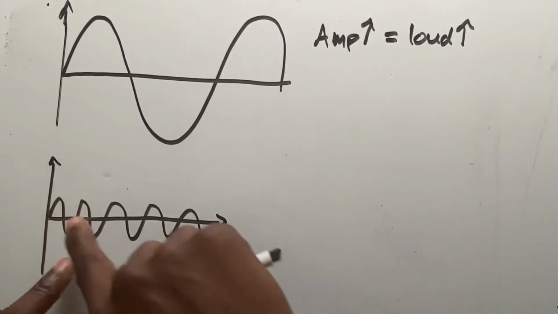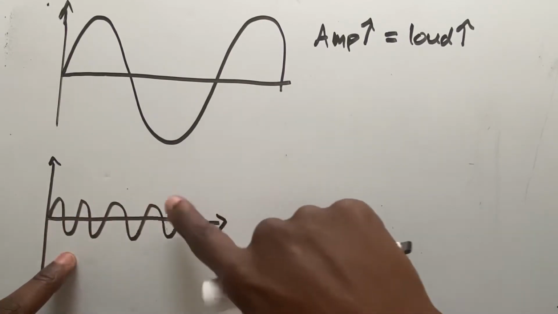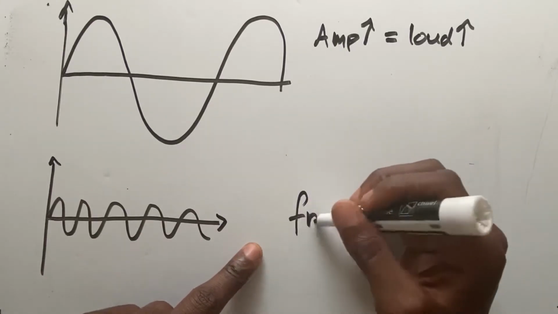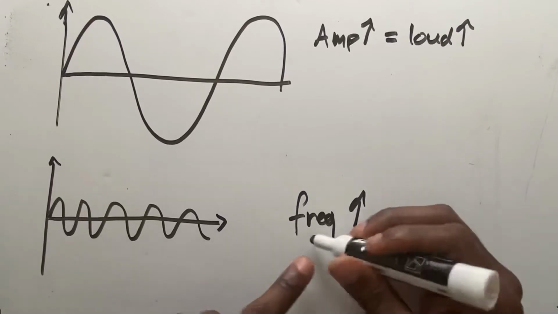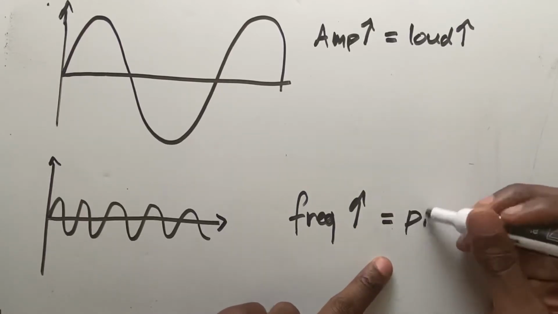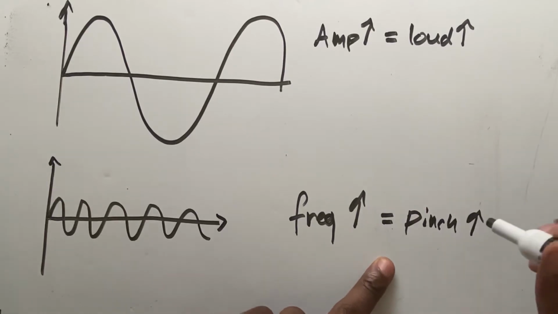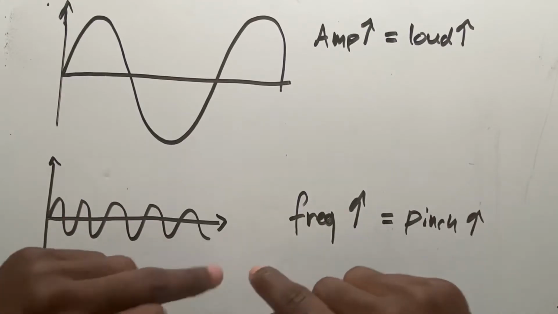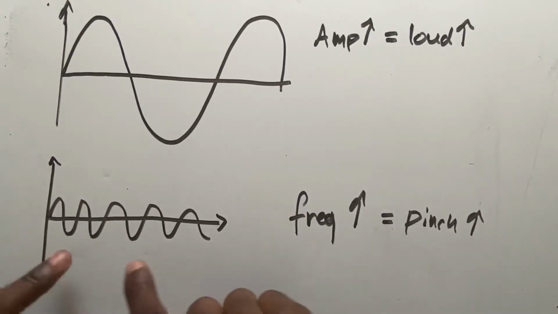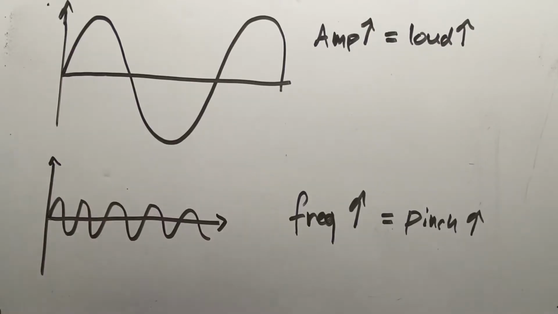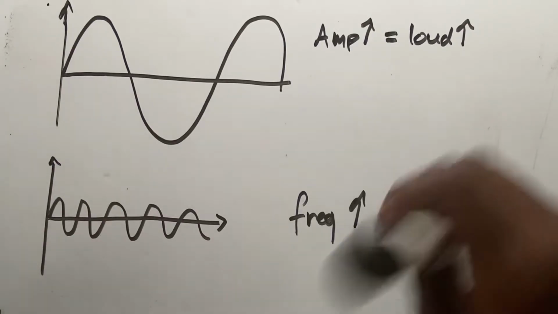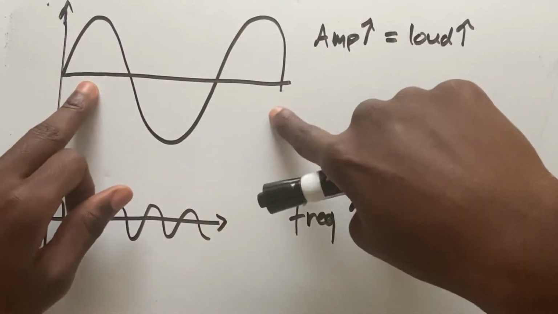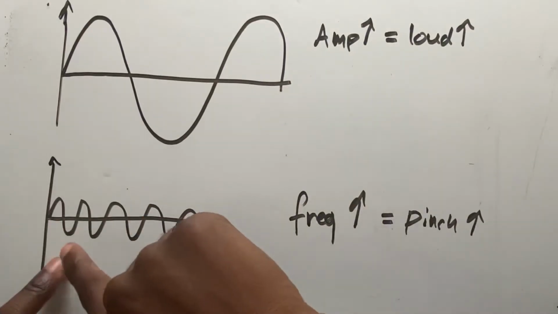And for this one, notice that it goes up and down really, really fast. So it has a high frequency. So if we increase the frequency, that increases the pitch. A person that has a high pitch voice, basically their vocal cords are vibrating at a high frequency. So just to give you a physical example of what the amplitude represents on this wave here and what the frequency would represent on this wave.